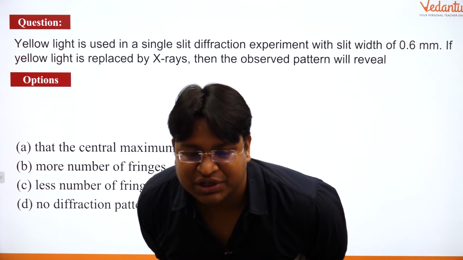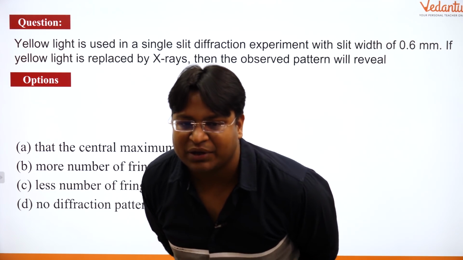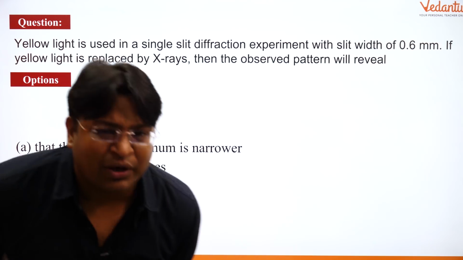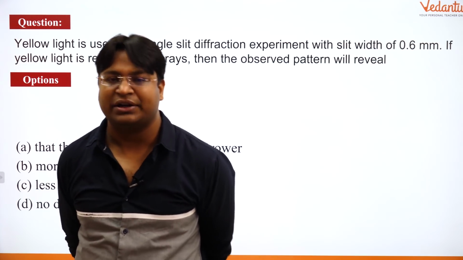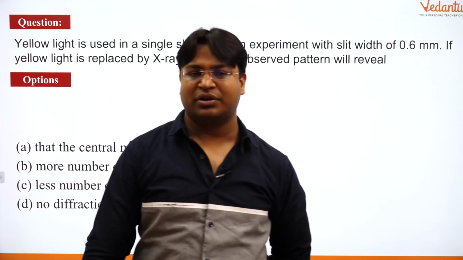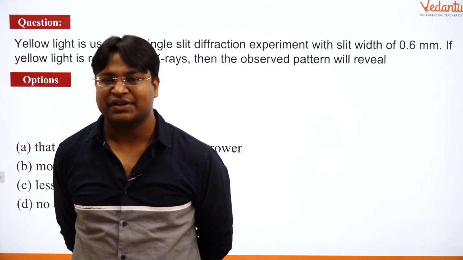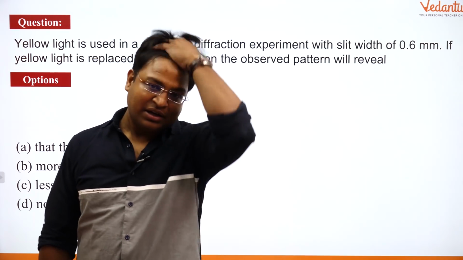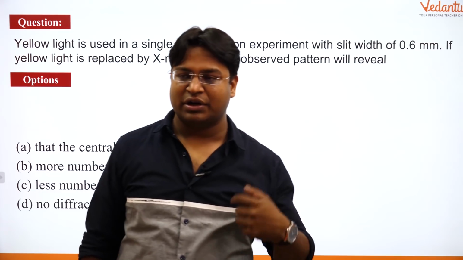Yellow light is used in a single slit diffraction experiment with a slit width of this much. If yellow light is replaced by X-rays, then tell me which has got more energy, X-rays or yellow light? Or you can say X-rays or visible light. I'm sure you're pretty confident, and that's correct also actually. X-rays have got more energy, which obviously means that X-rays have got less wavelength. All right, more energy, less wavelength. So X-rays have got less wavelength.